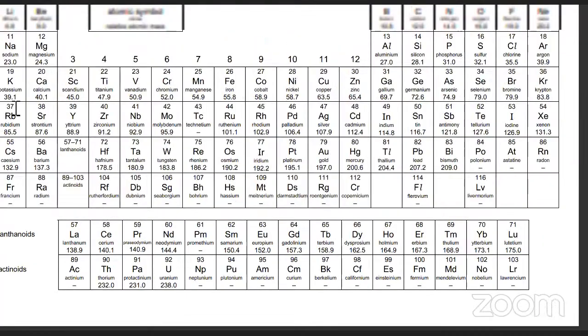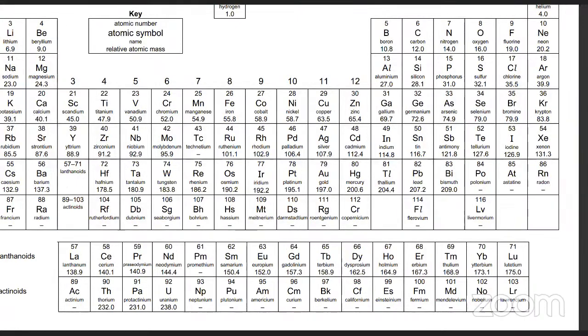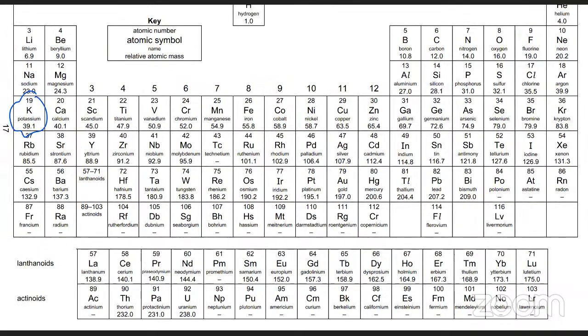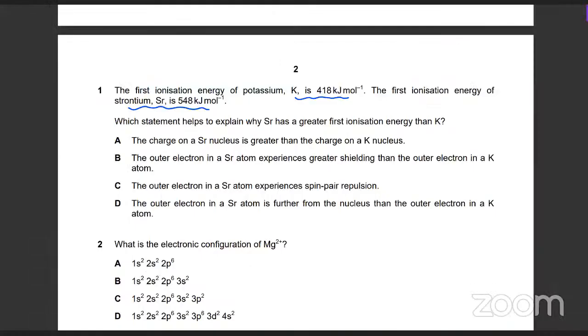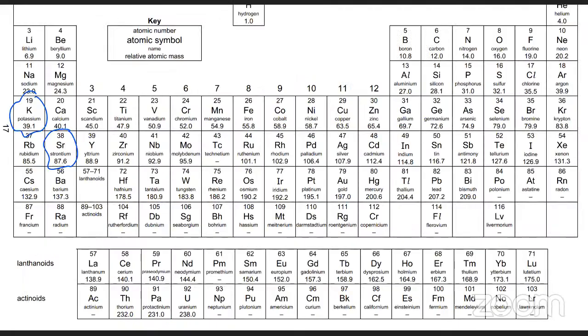This is the periodic table. So no, they're not even together. There's potassium, and strontium is below it. So they're not even together. Now the question is, so we know where the positions are. Which statement explains why Sr has a greater first ionization energy than K? Let me have a look at it again.